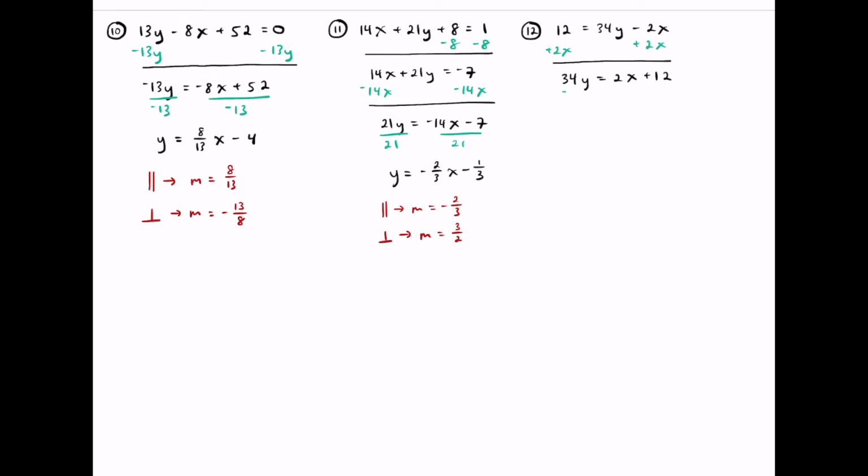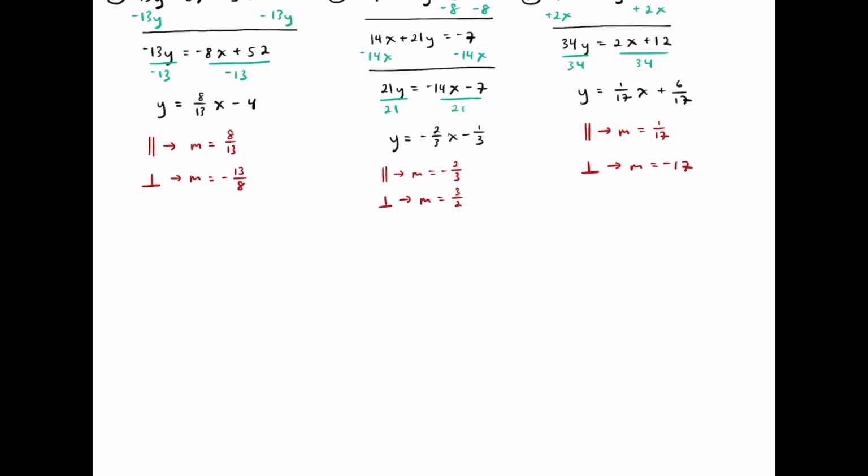And then we're going to divide everything by 34. So we have 1y on the left side, or just y. So y is equal to 1/17 x plus 6 over 17. So the slope here is 1/17. If we were to draw a line that's parallel to it, all parallel lines to this equation must have a slope also of 1/17. And if we have a line that's perpendicular to it, the slope would have to be negative 17, or the opposite reciprocal of it.